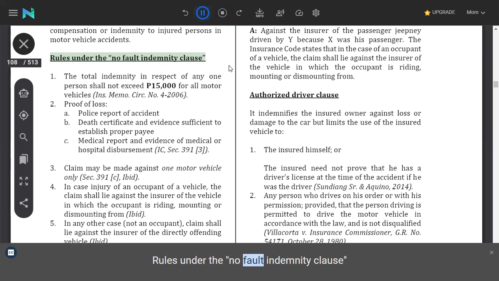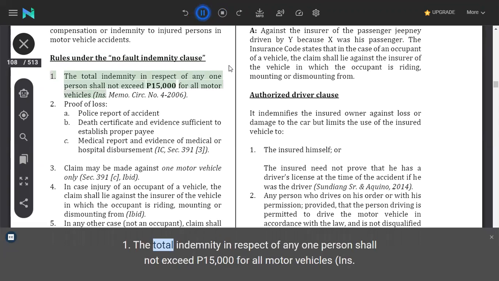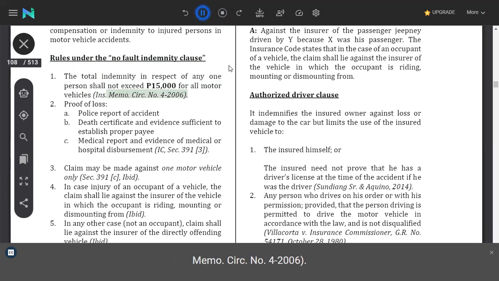Rules under the No-Fault Indemnity Clause. 1. The total indemnity in respect of any one person shall not exceed P15,000 for all motor vehicles, INS. Memo. Circ No. April 2006.